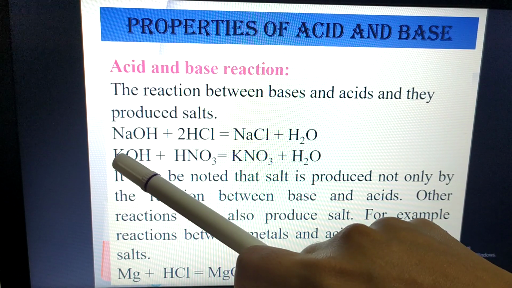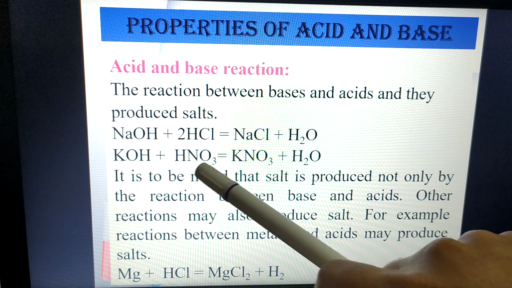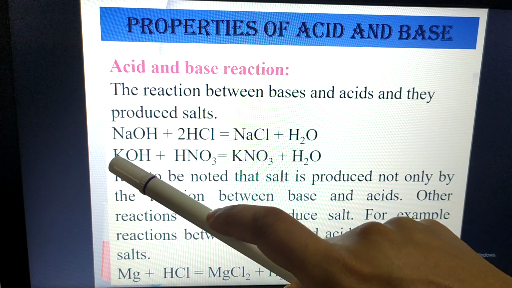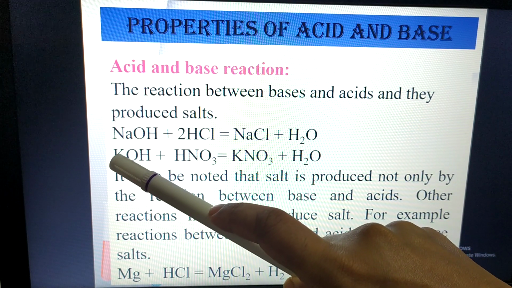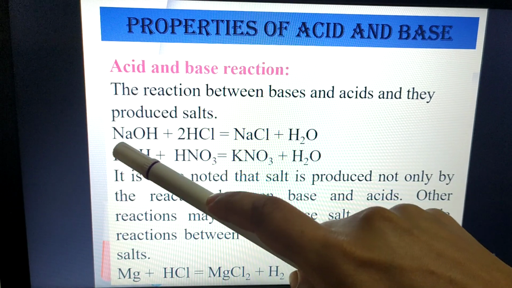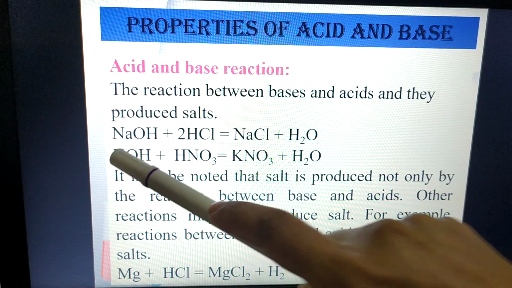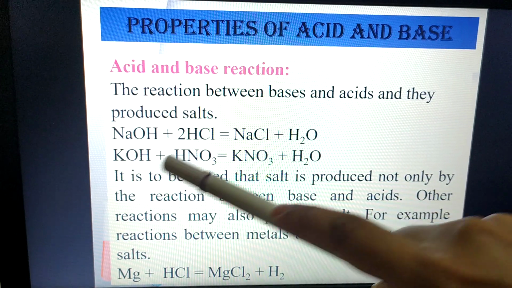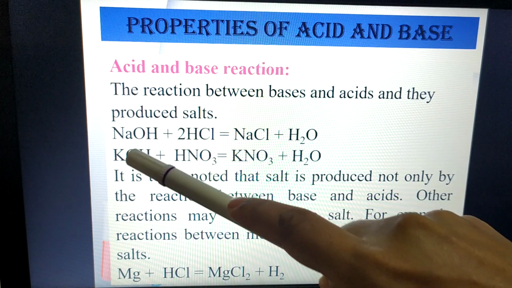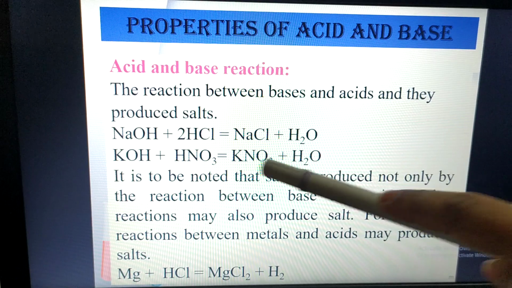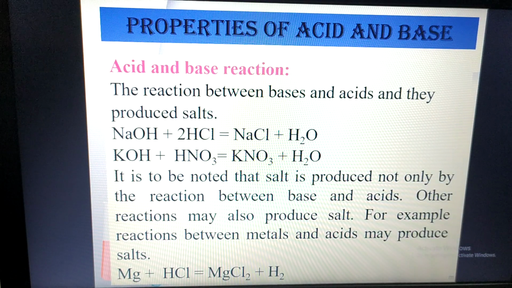Potassium will react with nitrate. See, it will become positive, it will become negative. So its positive one will join with its negative one. That means the cation will join with its anion, and the anion will join with its cation. In this way, they will form like this. Clear?